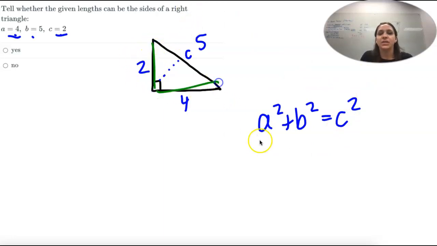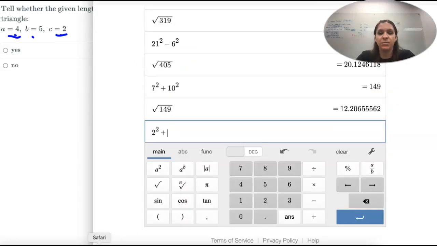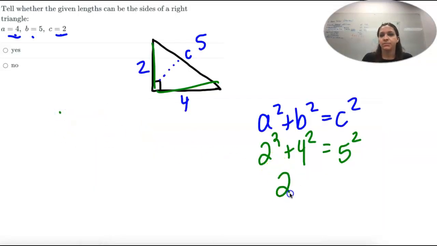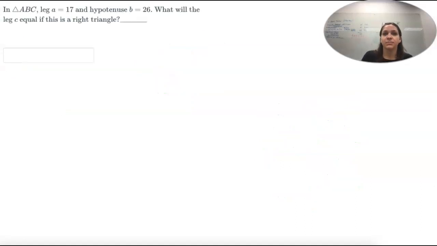Okay, so leg plus leg, 2 squared plus 4 squared, and then C is the hypotenuse, 5 squared. Let's calculate that. 2 squared plus 4 squared is 20. 5 squared is 25. Because these are not equal, it's not a right triangle. So we can use the Pythagorean theorem to check and see if something's a right triangle.